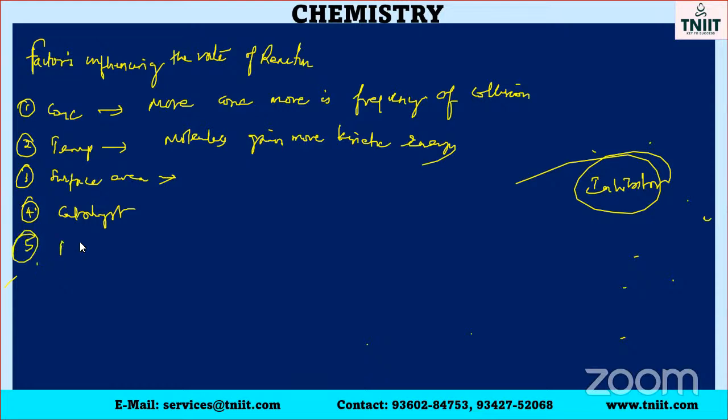The fifth one is the nature of the reactants. In the case of the nature of the reactants, it's a common experience that inorganic reactions are very fast, while organic reactions are slow. This is because inorganic reactions are ionic in nature, while in organic reactions, the molecules are covalent.